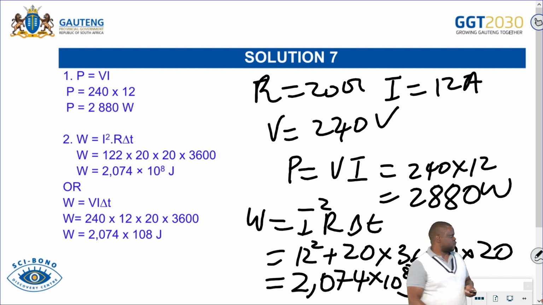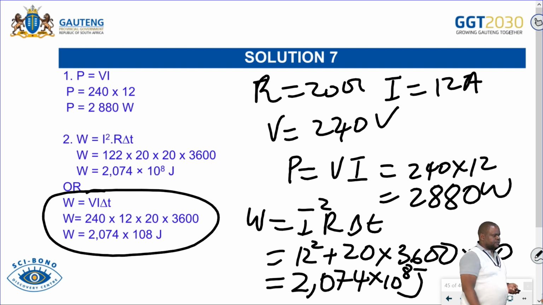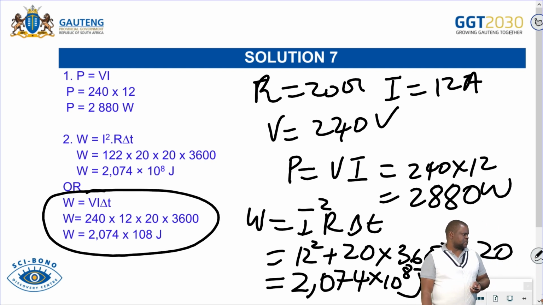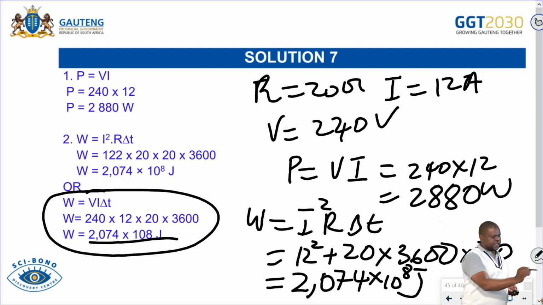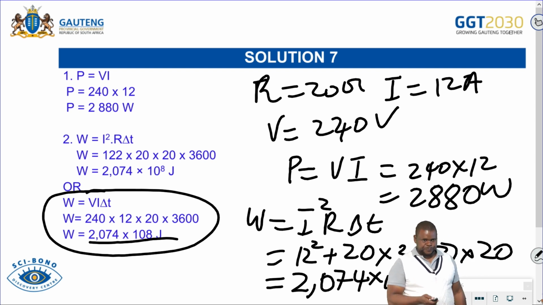Or you can use this formula here. You can use the second formula that says V multiplied by I and multiplied by change in time, which gives you the same answer, grade 11s.